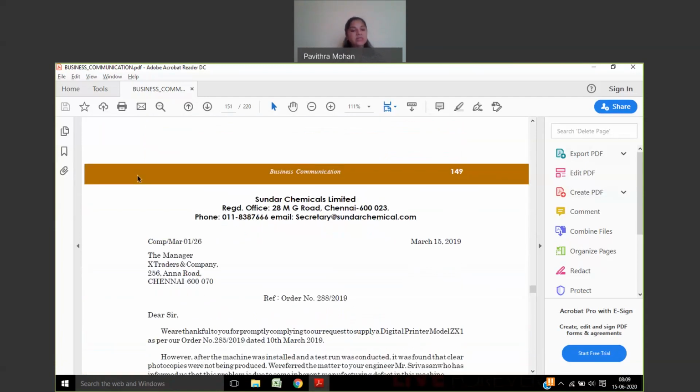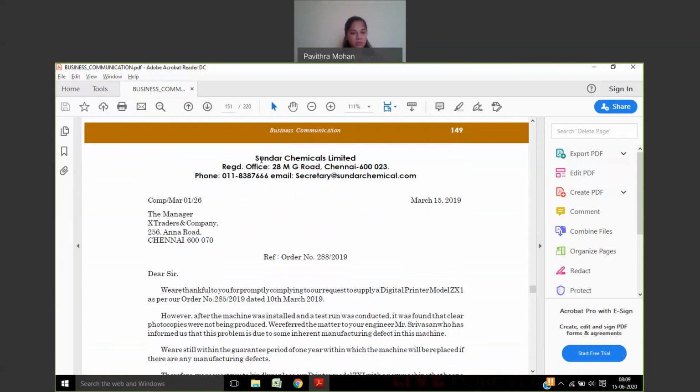So here what happens, in the same letter, the letterhead will be given, the date will be right aligned, and after that, my address and all these things will be left aligned, and here my reference number will be center aligned. After this, my dear sir salutation will be left aligned, and wherever a paragraph starts, I'm going to give one tab space. After that, I'm going to start with my letter writing.